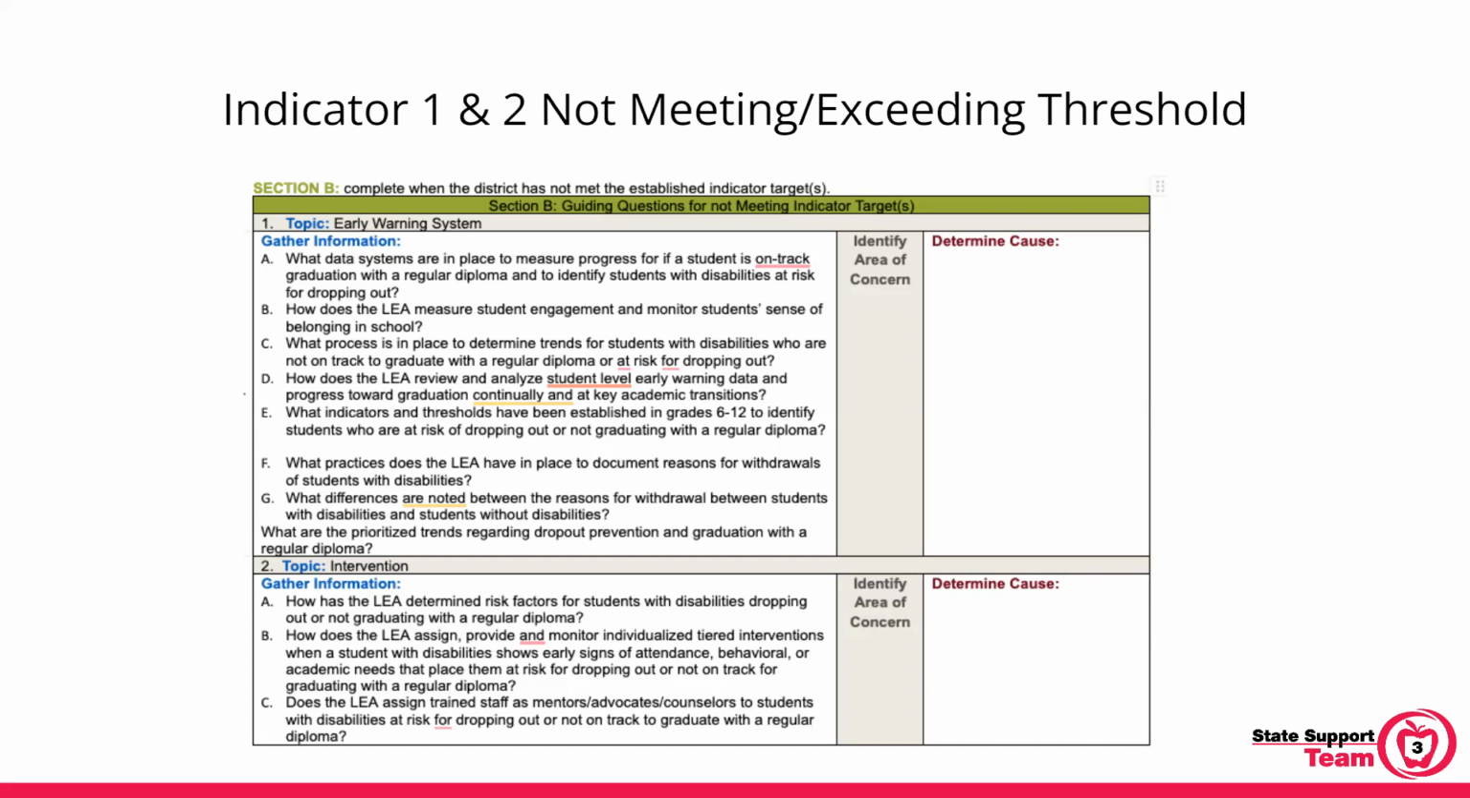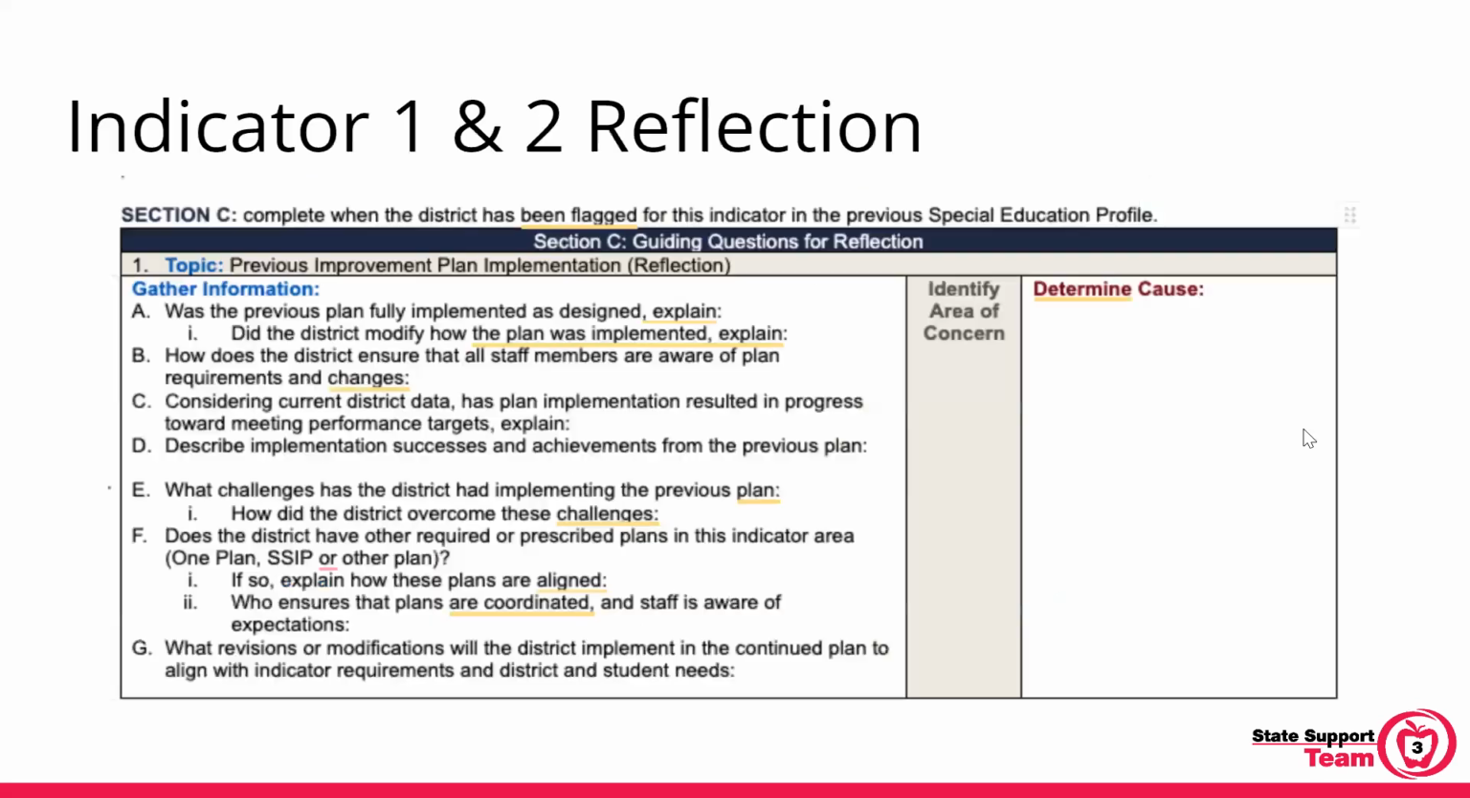And this is just a screenshot of some of the questions. You can see here, this is topic 1, early warning systems, topic 2, intervention. As a team, you would go through and answer the questions that you see here. After you've gone through all of Section B, you will then determine which of these sections or questions are areas of concern. Again, if they're areas of concern, you will then determine a root cause, which will then drive your improvement plan.